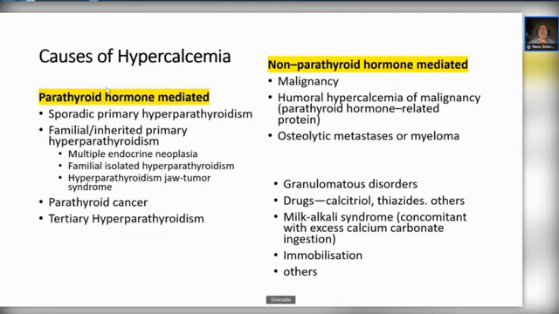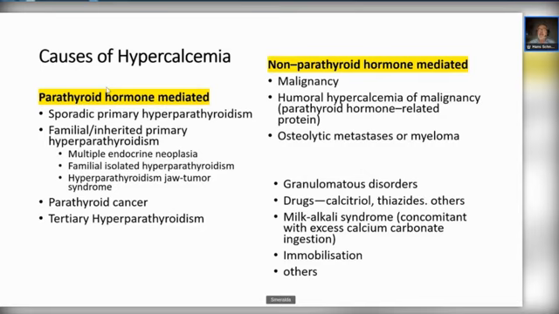The other big group, and these two groups, parathyroid hormone mediated and non-parathyroid hormone mediated, make up about 90% of hypercalcemias, are mainly due to malignancies. And in malignancy, the most important protein is the parathyroid hormone related protein that shares some N-terminal similarity with PTH and acts on the PTH receptor. There are sometimes other mechanisms present in osteolytic metastasis or in myeloma, and the other groups are much rarer. So granulomatous disorders can make 1,25 vitamin D. Obviously, a number of drugs can elevate calcium.